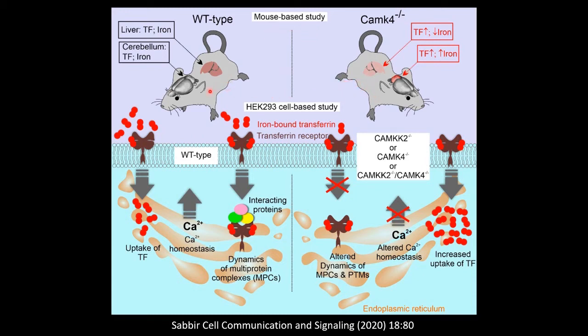The second part involves multiple CRISPR-Cas9-mediated gene-deleted HEK293 cell-based studies, which showed that loss of CAMKK2 or CAMK4, or the double knockout condition, affected uptake of transferrin and endoplasmic reticulum-mediated calcium ion homeostasis, as well as the dynamics of transferrin and transferrin receptor associated protein complex during trafficking.